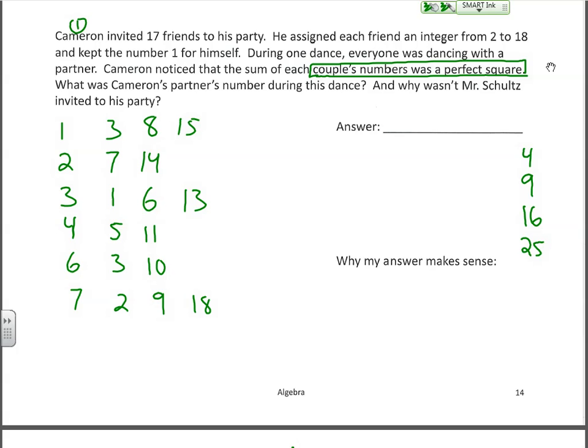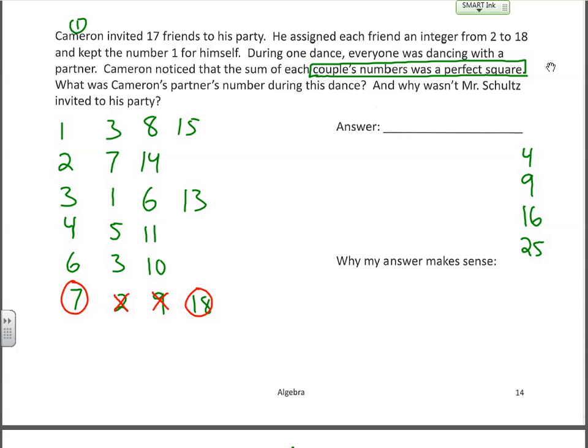Okay. And now we can finally use that 25. 7 plus 18 equals 25. And it was here that we started to realize that we've got a match, right? Because that person 18 here, 18 being greater than 4, greater than 9, greater than 16, the only possible way to get a perfect square sum with 18 is if 18 and 7 are dancing together. Okay? Which means that 7 cannot be dancing with 2 and 7 cannot be dancing with 9.